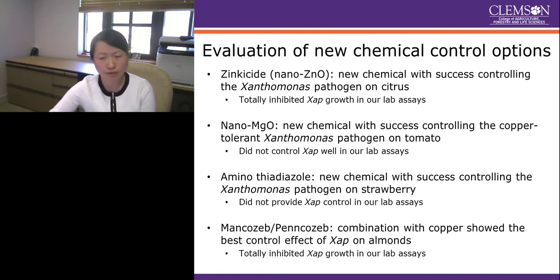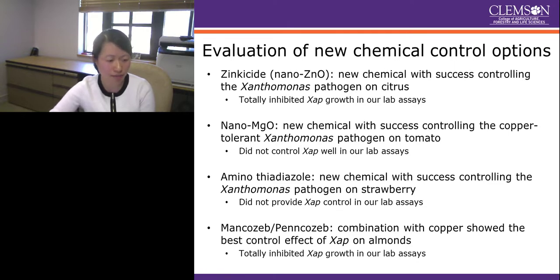So these 4 are the chemicals we evaluated, and they have shown success in controlling bacterial spot in other crops. Zincicide has shown success on citrus, and it totally inhibits all bacterial growth in our lab assays. And nanomagnesium oxide and aminothiodiazole have shown promise on tomato and strawberry, but they did not perform that well in our lab assays.